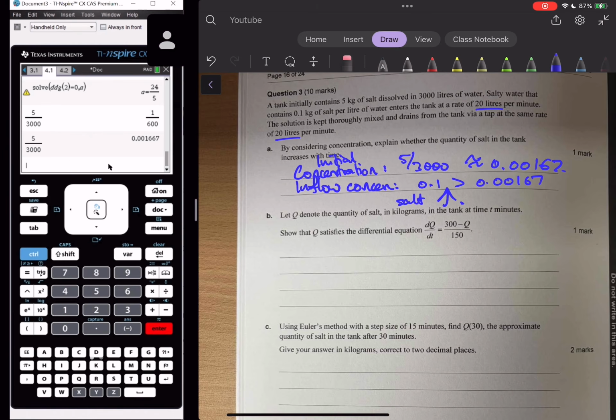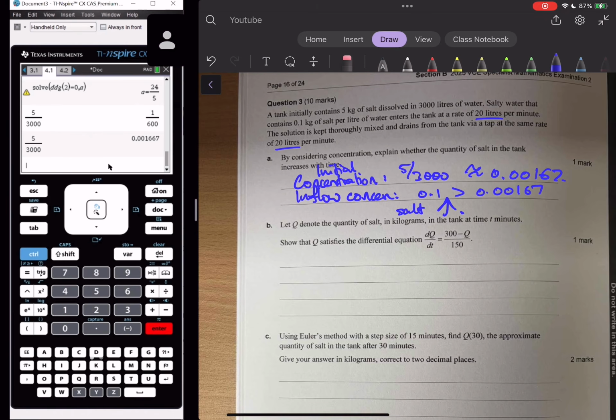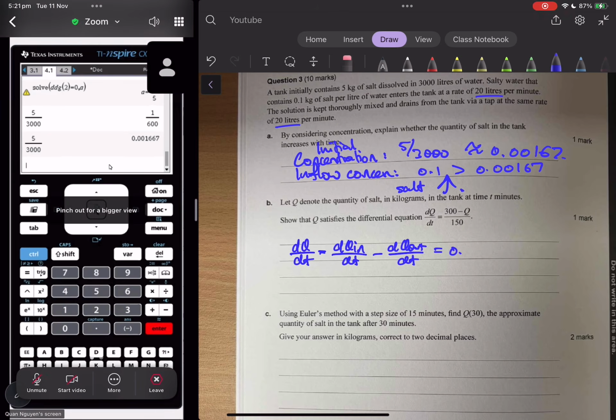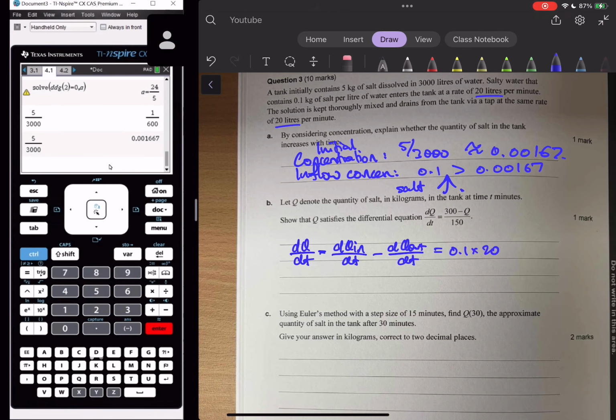Okay, so now we let Q be the salt in the tank, and we want to show that Q satisfies this differential equation. So let's see, dQ/dt is equal to the inflow rate of salt minus the outflow rate of salt. So what's the inflow rate? The inflow rate is precisely 0.1 kilograms per liter times 20 liters per minute.